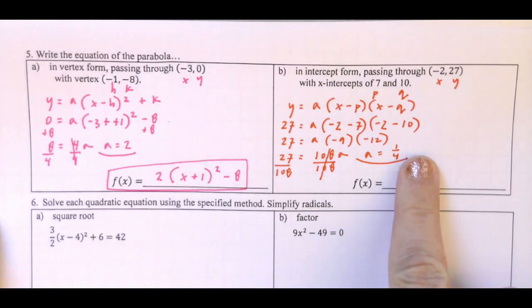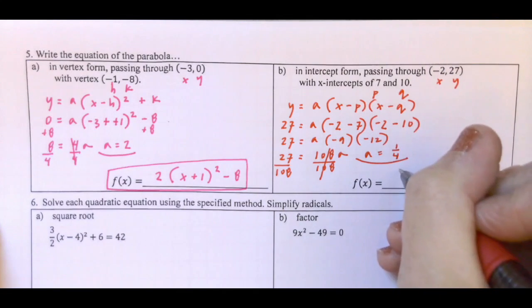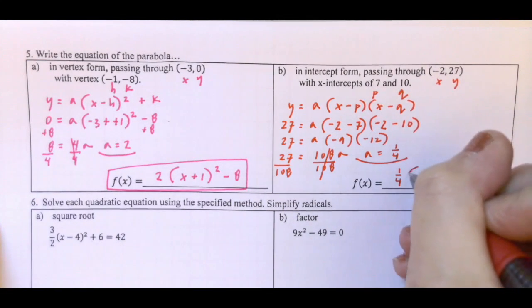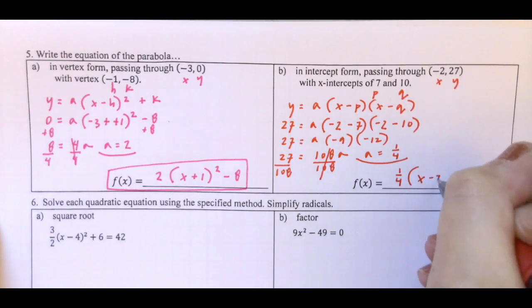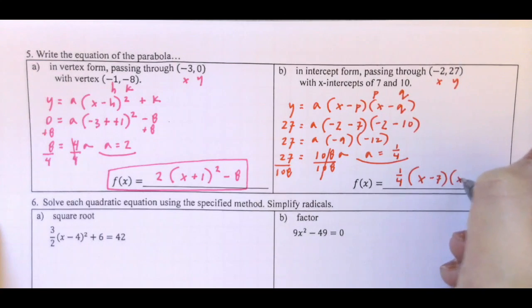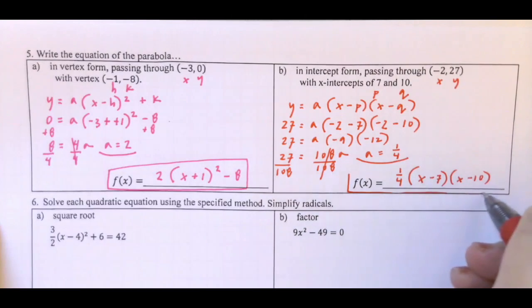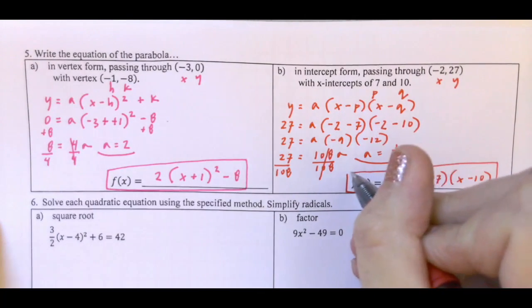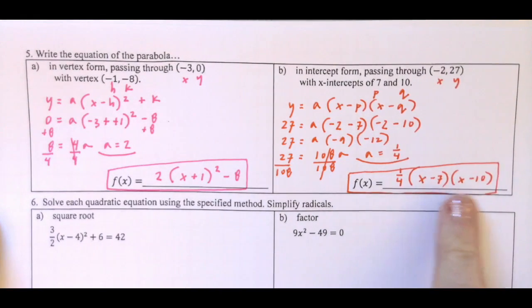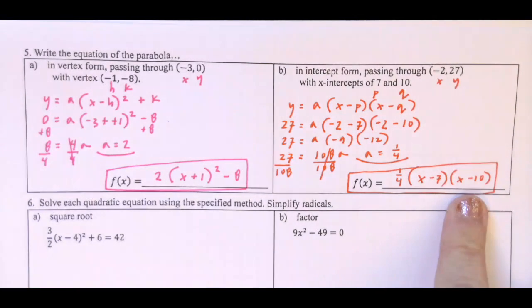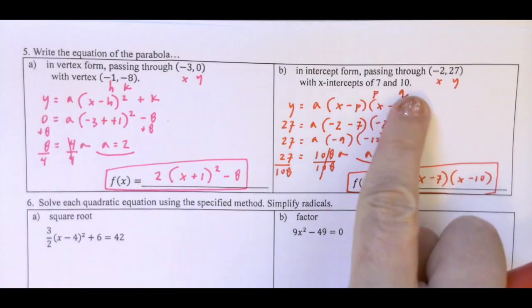So here I see that it's a vertical shrink of 1/4. f of x is equal to 1/4, parentheses, x minus 7 times x minus 10. So again, I'm leaving it in intercept form, right? I can see what the factors are here that produce those x-intercepts of 7 and 10.